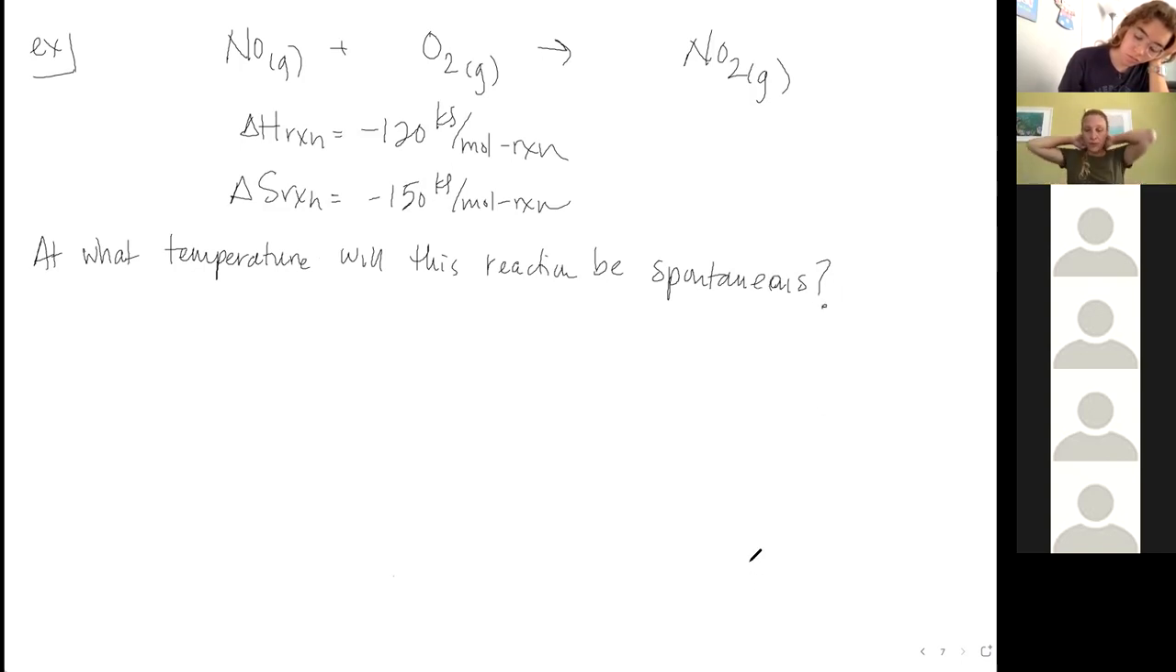So at what temperature will this reaction be spontaneous? I'll let you work on it for like 5 minutes and then I will go over it. Oh, hold on. I made a mistake. The delta S is once again given in joules, not kilojoules. Okay. So work on it a few minutes. I will be right back.